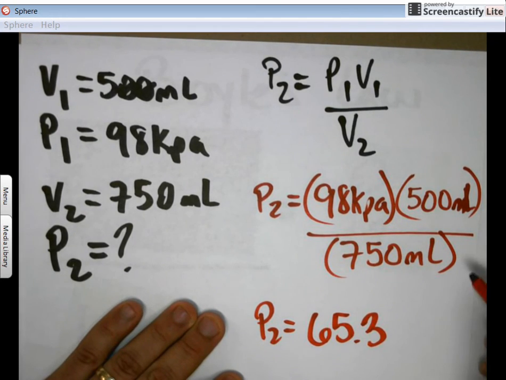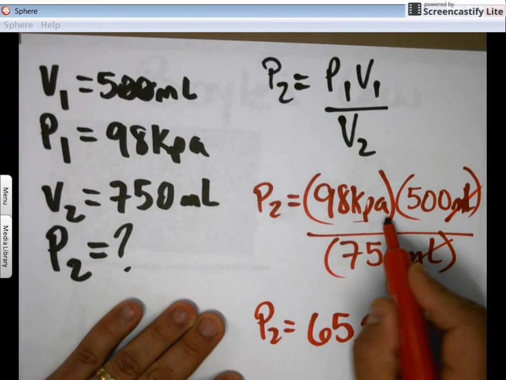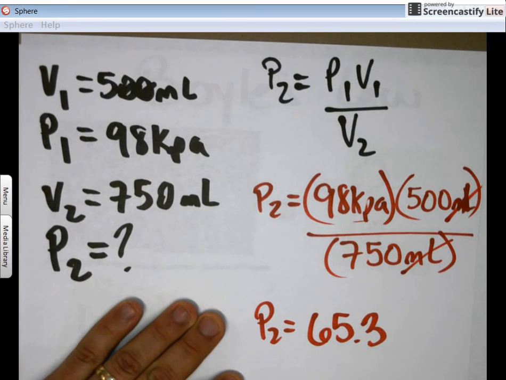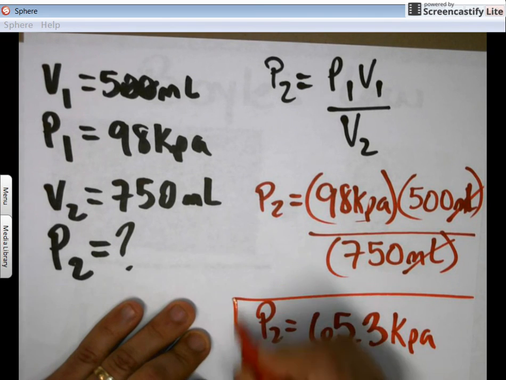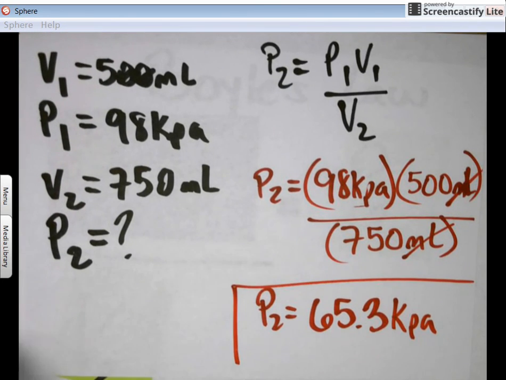And what's my unit? Well, if I look over here, milliliters go away. What am I left with? Kilopascals. All right, there's your final answer for the first problem on the Nearpod.